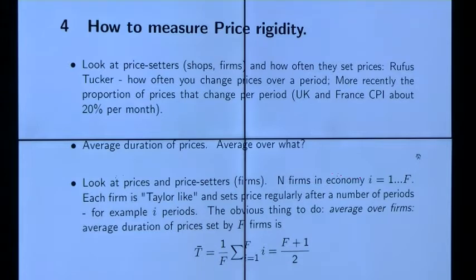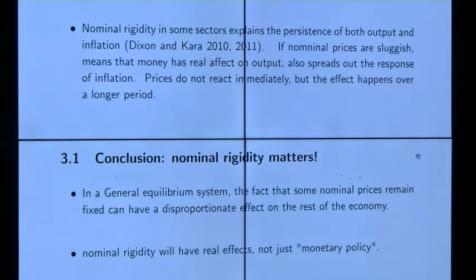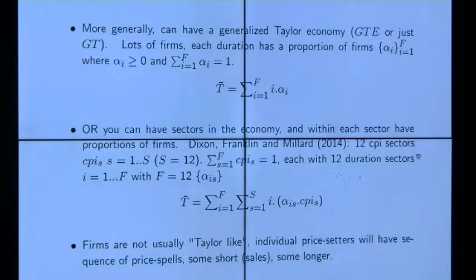So if F was 11, then we have one firm that sets prices for 1 period, one firm for 2 periods, up to 11. Then the average length of prices set will be 12 over 2, which is 6. Okay, so that gives you one way of averaging across firms.